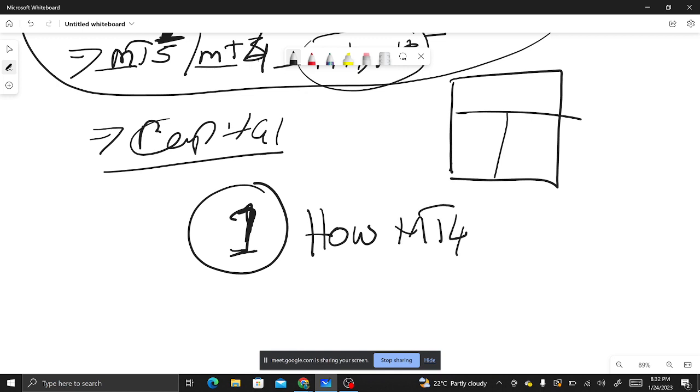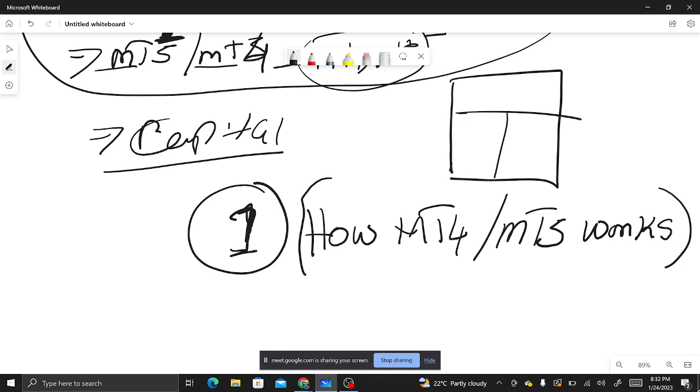Time is running, it is already 30 minutes. How MT4 or MT5 works, so that's why I'm trying to save time. I can show you how MT4 or MT5 works. The moment you know that, then everything becomes easy for you, because you're going to have the demo account, and then you can be trending over there.